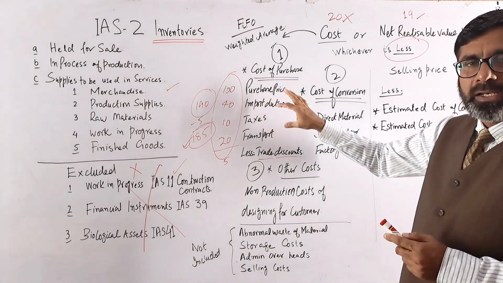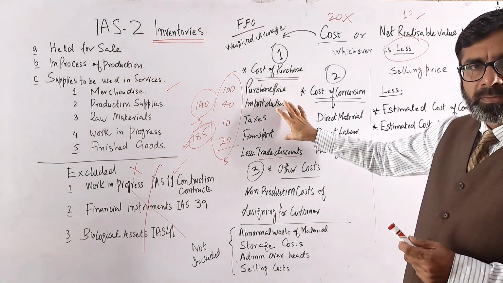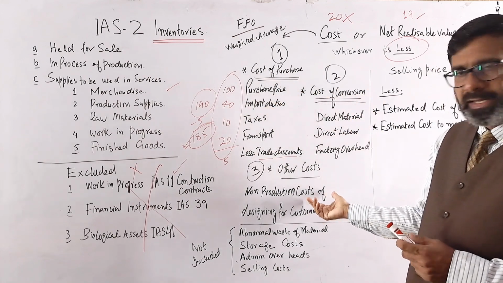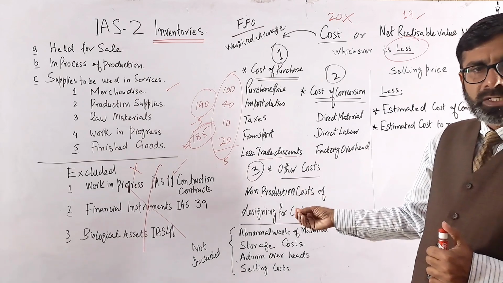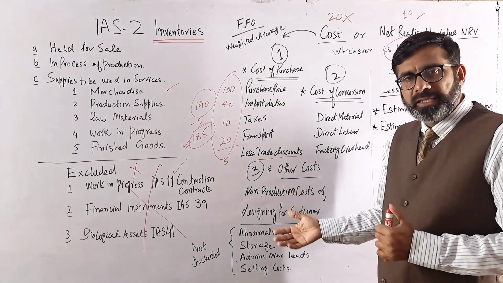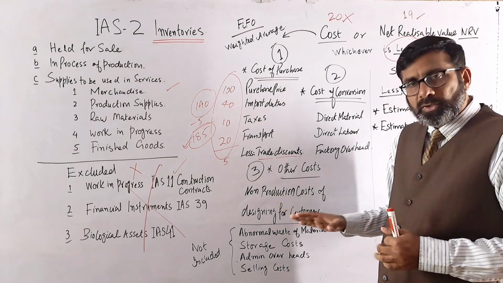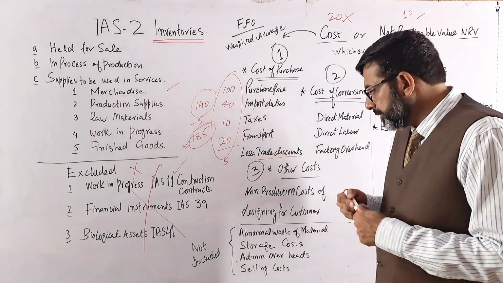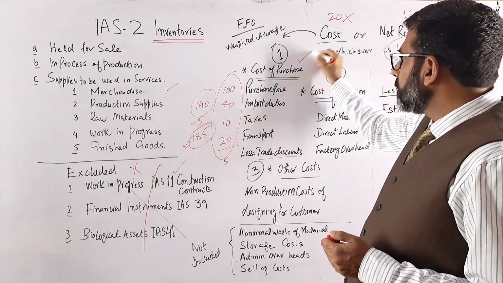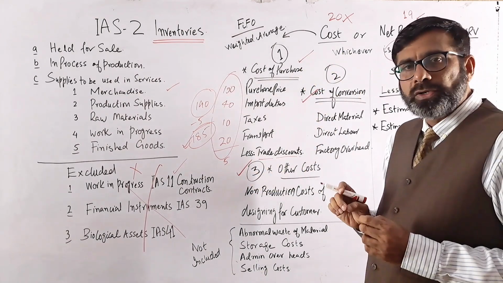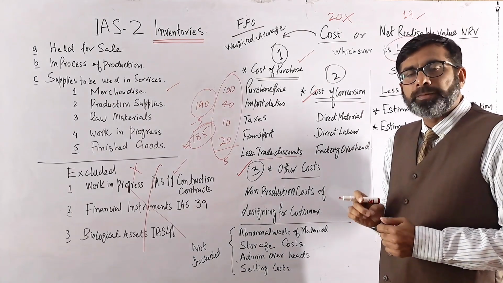Now we have three main options. The first one is the basic raw material or merchandise. The second is for production purposes, and the third is any other cost related to non-production overheads for the specific customer or according to the requirement of the customer. But there are some costs which should not be included. The cost of purchase, the cost of conversion and the other costs should be included, but some costs should not be included.